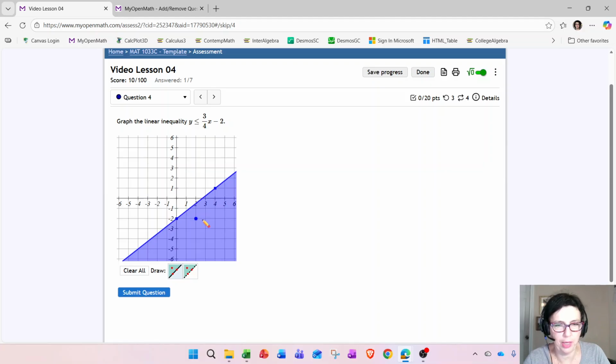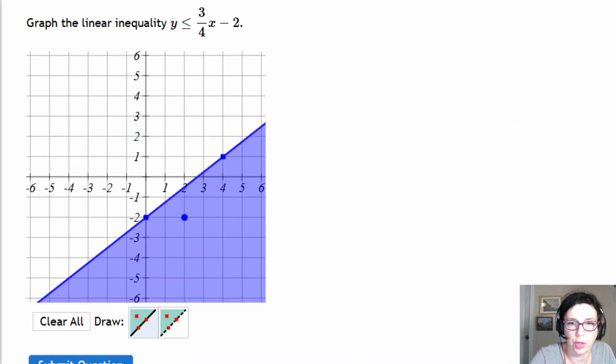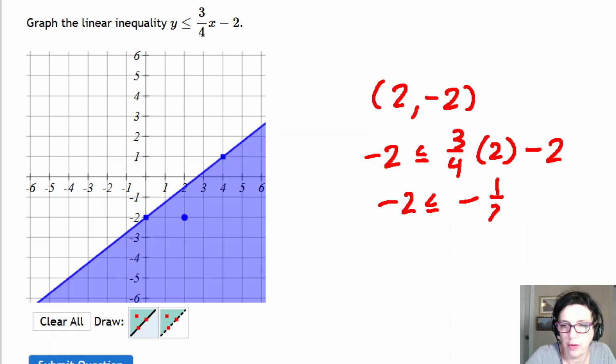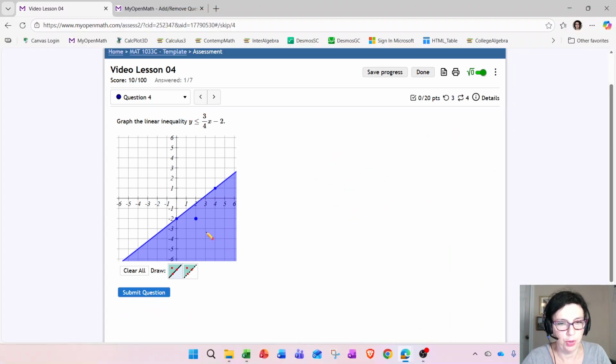And you can place the point anywhere you want. Just place any point. And you can, by the way, check. So I placed the point (2, -2), and I think it works. Well, let's check that out. If I choose (2, -2), does that satisfy this inequality? So negative 2, is it less than or equal to 3/4 multiplied by 2 minus 2? Well, you're going to have to use a calculator, but 3/4 multiplied by 2 is 3/2, which is 1.5. Subtract 2, it's going to be negative 1/2. So negative 2 is less than or equal to negative 1/2. So that would work. So either way, you would know that that's the one that you shade.